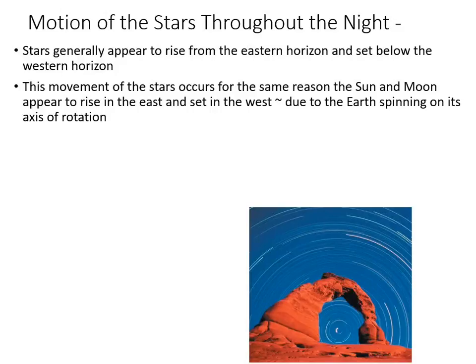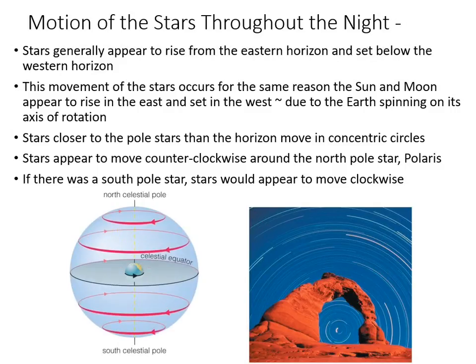Because the Earth is rotating, the Earth is spinning. That's what makes the sun appear to rise and set, and that's what makes the stars appear to move. Exactly. Okay, so this ghostly looking thing, that's the model called the celestial sphere.